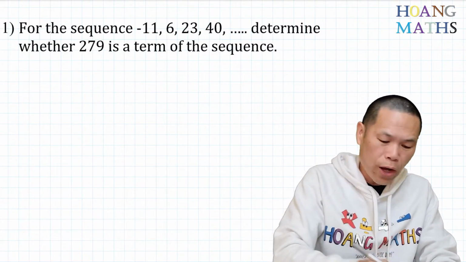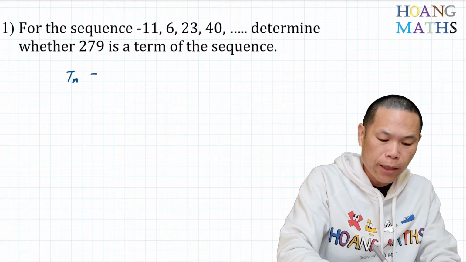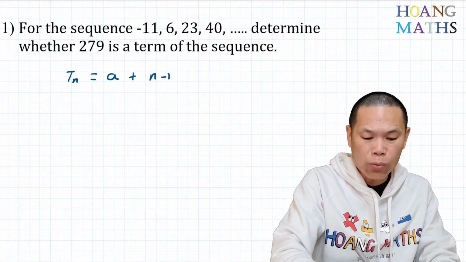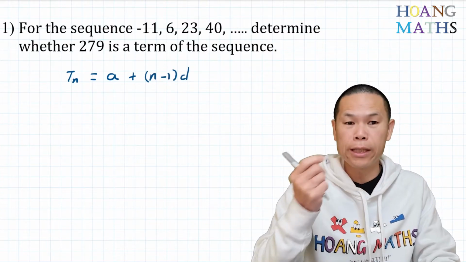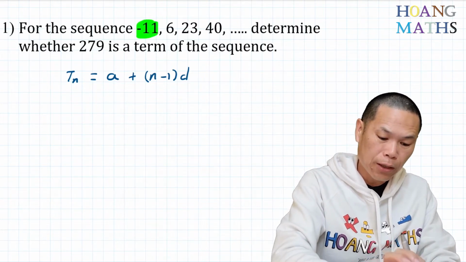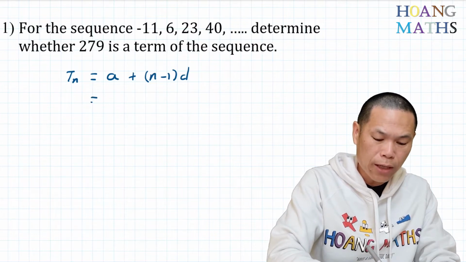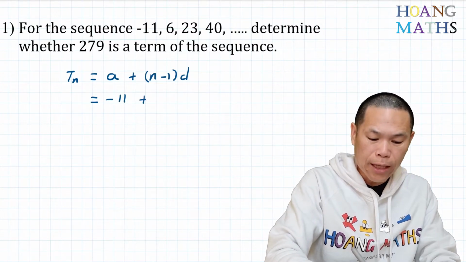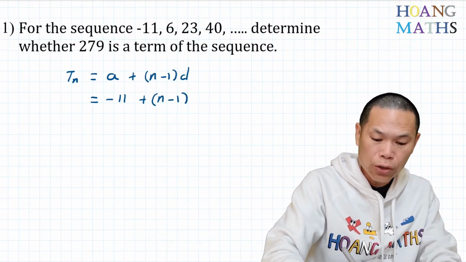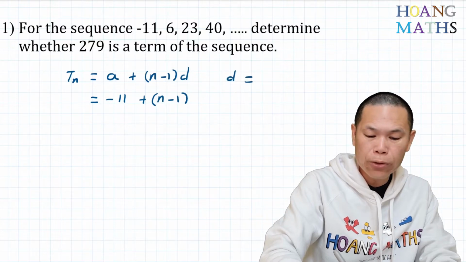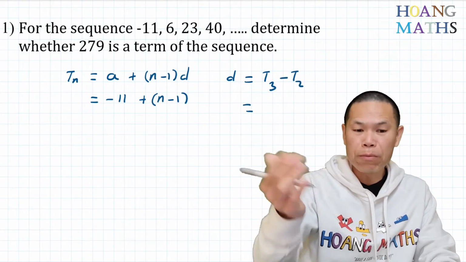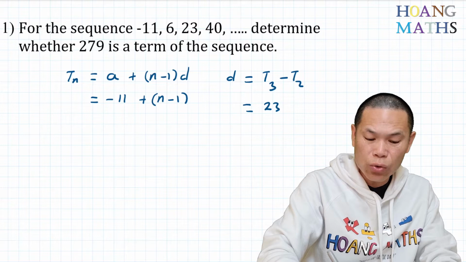The general rule for an arithmetic sequence: t of n is equal to a, that is the first term, and we add n minus 1 times the common difference, that is d. We know that a is negative 11. So we write negative 11 plus n minus 1 times the common difference. The common difference d is equal to term 3 minus term 2, because I prefer a positive number. So that is 23 minus 6.